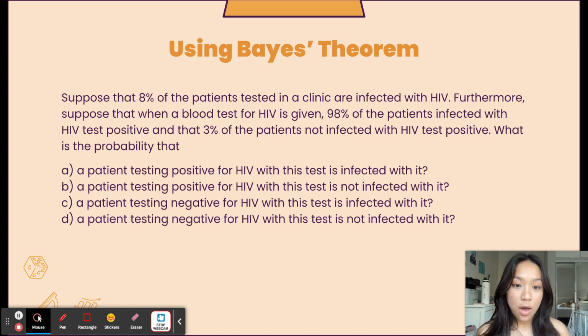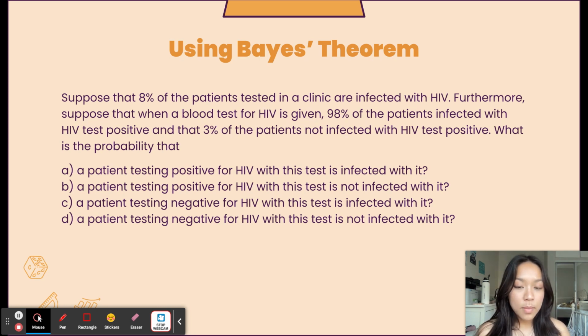So either they test positive and they do have HIV, or they don't have HIV. The second full set that we're going to have is that they test negative. But if they test negative, there's two chances that they can either really be infected with it or they are not infected with it. So here we have two sets.